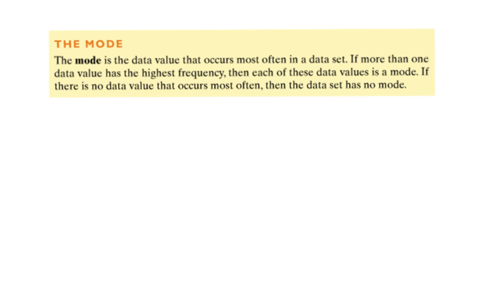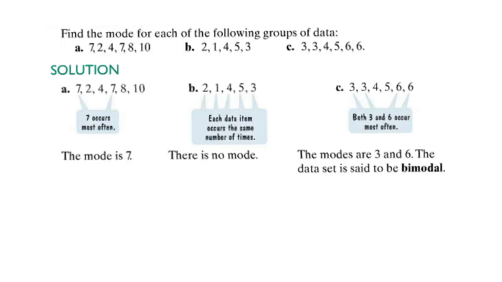Our third measure of central tendency is called the mode. And it says the mode is the data value that occurs most often in a data set. So it is the one that has the highest frequency. And it says if more than one data value has the highest frequency, then each of these data values is considered a mode. And if there is no data value that occurs most often, in other words, there's no repeating numbers, then the data set has no mode. These are examples of finding the mode.